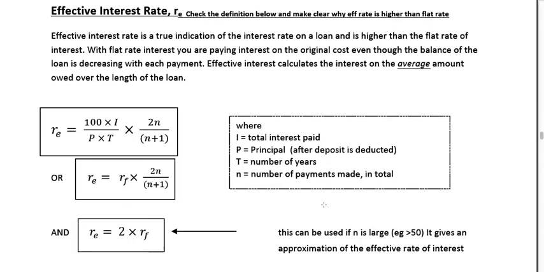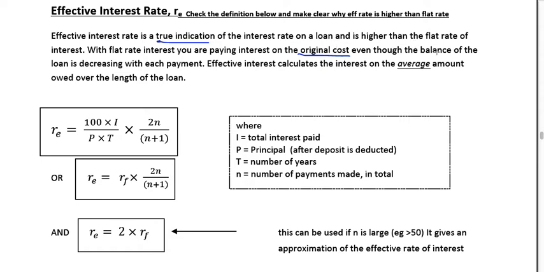The final thing I want to do is look at the effective interest rate. So remember I said that's a true indication. It's a better indication of how much interest has actually been charged. Now the reason is when you calculate a flat rate of interest, you are calculating it on the original cost, or the original principal really. So how much you owe at the start.